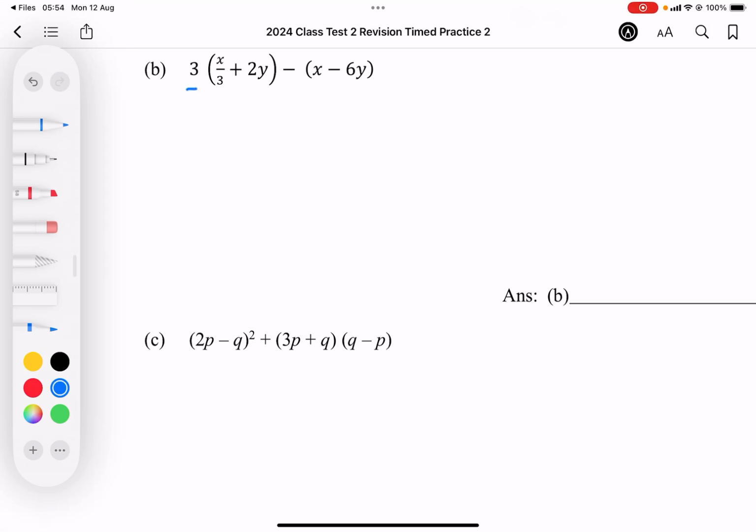Here we have 3 times 2 terms in the bracket here, and minus 2 terms over here. Now, when there isn't any number, there is an invisible 1. So now we are going to expand the brackets.